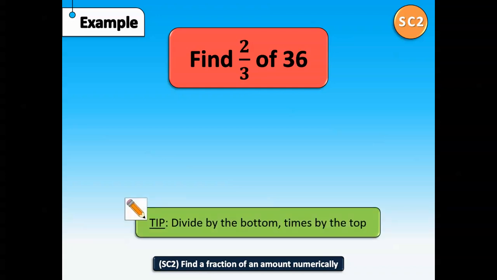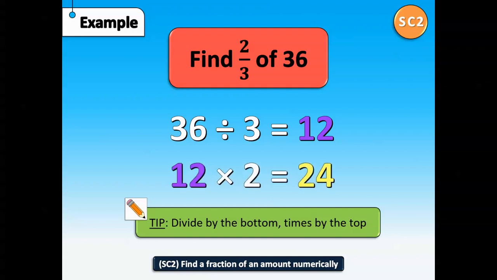So to find 2/3 of 36, we do 36 divided by 3, because 3 is the number on the bottom, the denominator, which is 12, and then we multiply that answer by the number on the top. So we multiply 12 by 2. So the answer is 24. 2/3 of 36 is 24.